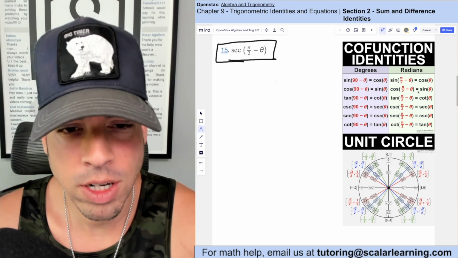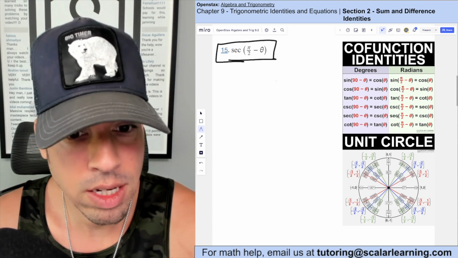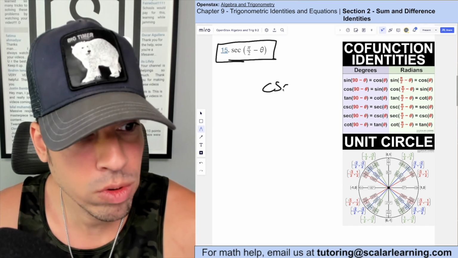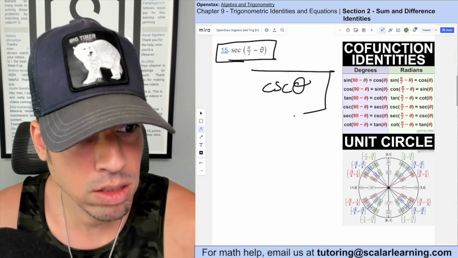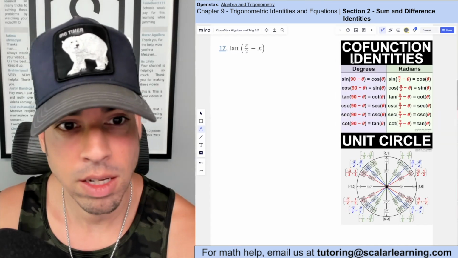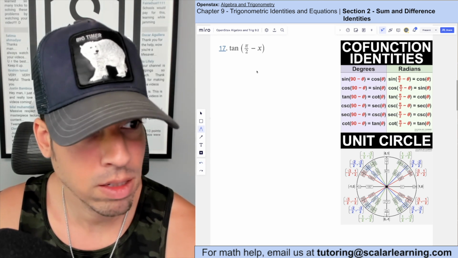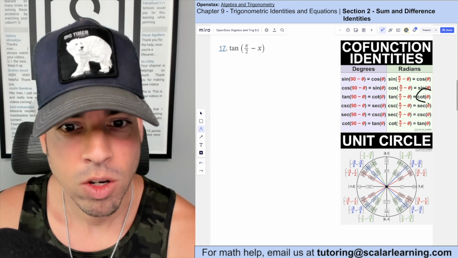And so I put the cofunction identities up here. So secant of pi halves minus theta is equivalent to cosecant theta. So that's all they're testing here. Boom, done. So this is again testing the cofunction identities, and here it is. Tangent of pi halves minus theta is the same as cotangent of theta.